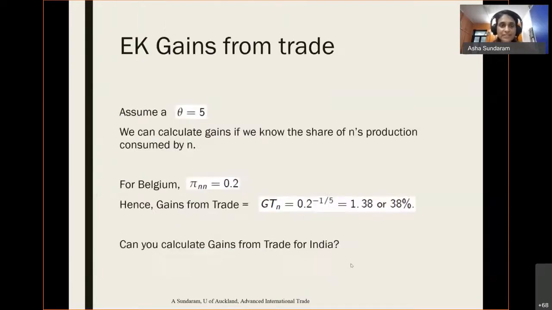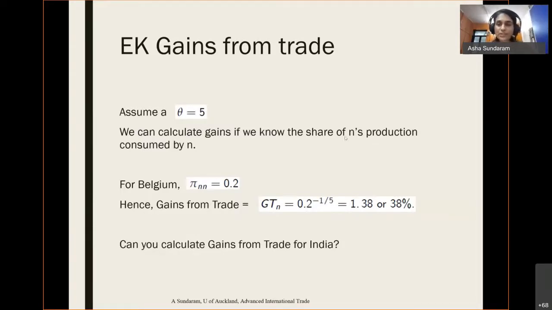So this is actually extremely powerful. I'm going to just assume that theta equals 5. If you ask me why I'm doing that, it's what studies typically do for structural calibration, for an estimation, right? So I'm going to assume theta is 5. How do we calculate gains from trade, right?